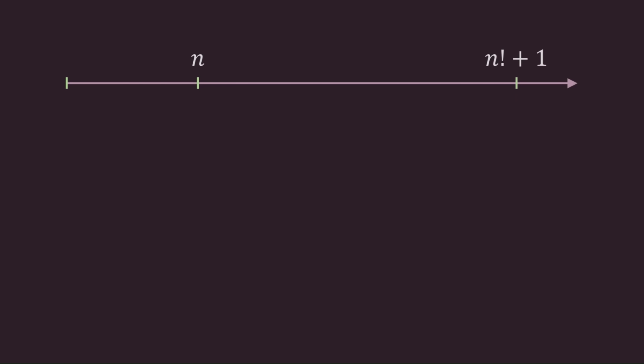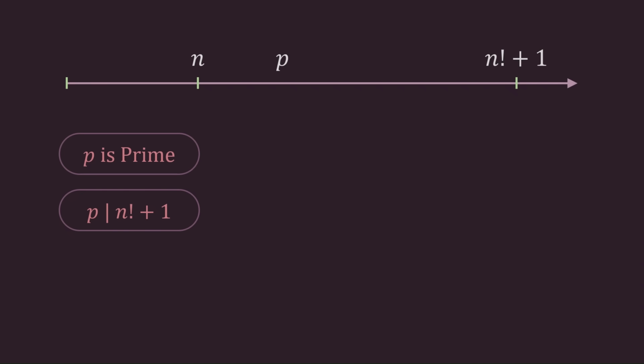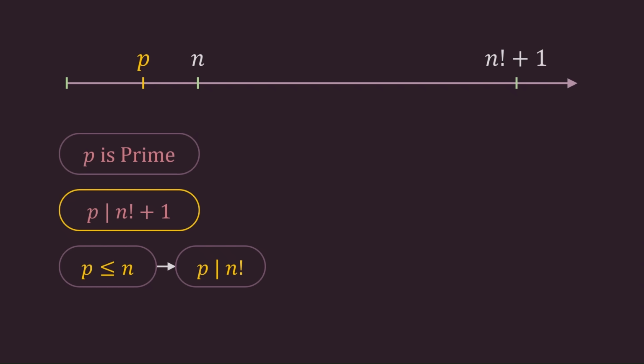We can assume any arbitrary n and consider the number n factorial plus 1. It must have some prime factor p, that is, p is prime and divides it. Let's assume that p is less than or equal to n. From this, p must divide n factorial. But since p divides n factorial plus 1 too, it implies p divides 1.